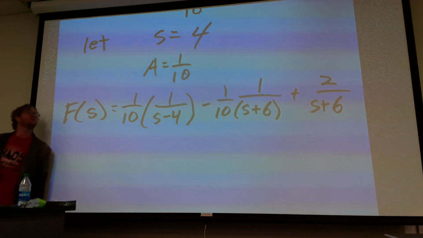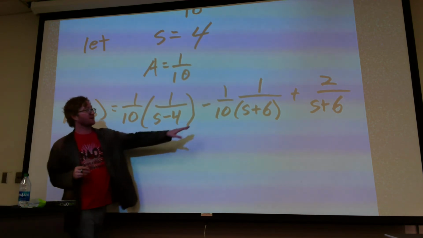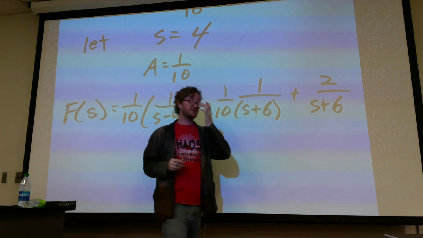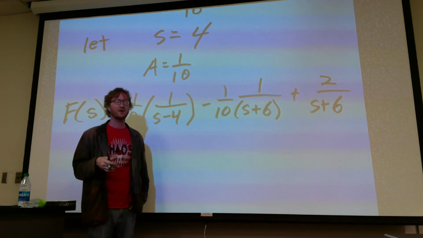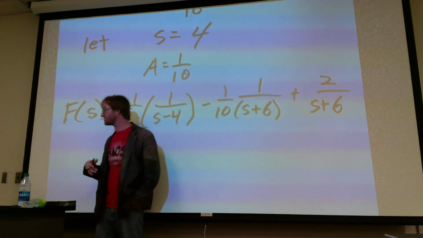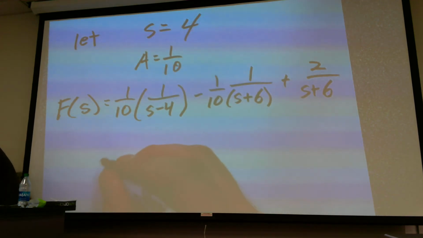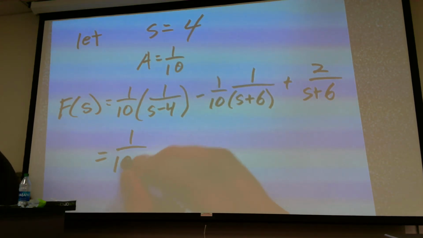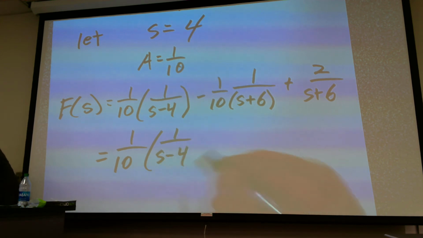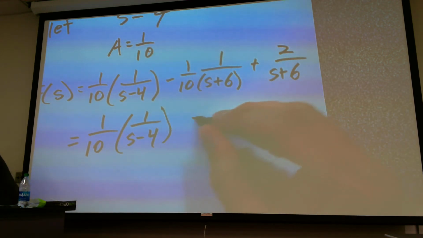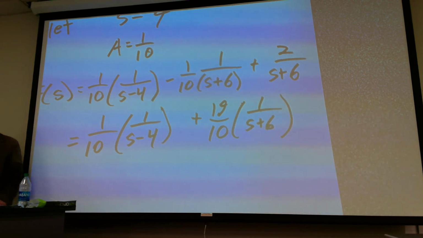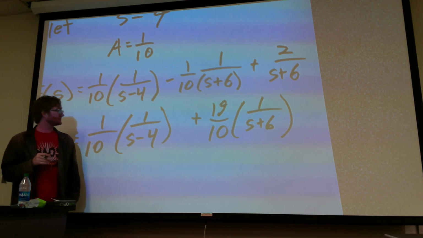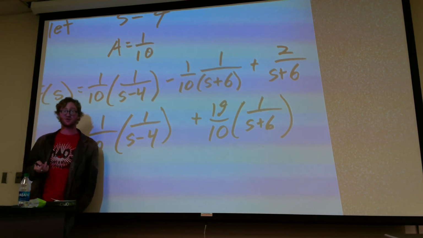Okay. All right, so at this point, let's go ahead and combine this term and that term. And so 2 divided by s plus 6 is the same thing as saying 20 divided by 10, okay? So 20 divided by 10 minus 1 divided by 10 is going to be 19 divided by 10. So this is going to equal 1 divided by 10 times 1 divided by s minus 4, okay? And then plus 19 divided by 10 times 1 divided by s plus 6. Parentheses are a little weird, but okay, so at this point of the problem, you can do the inverse transform.